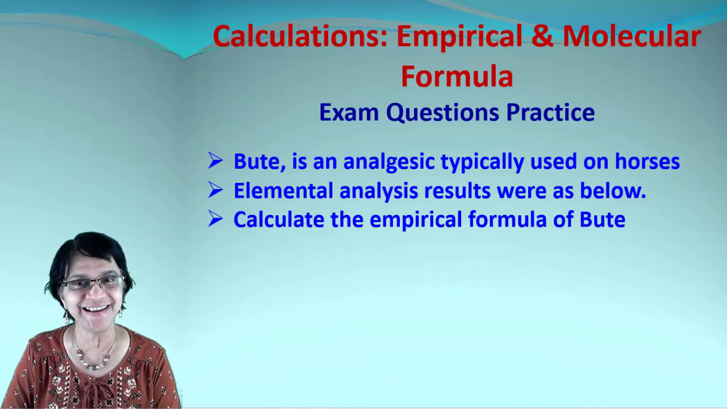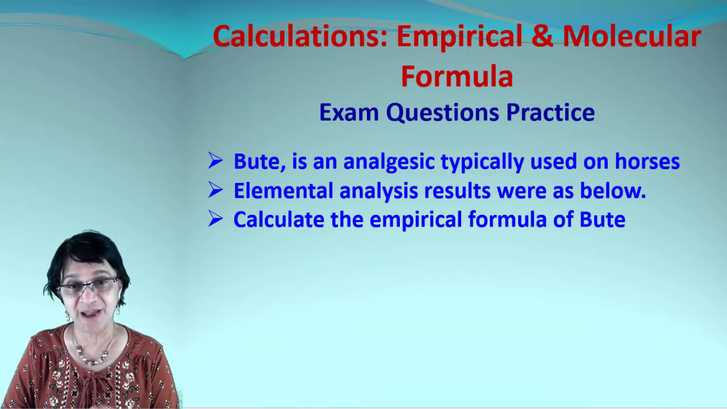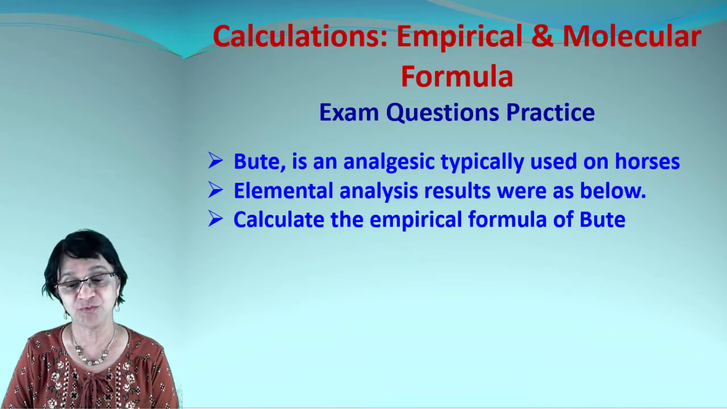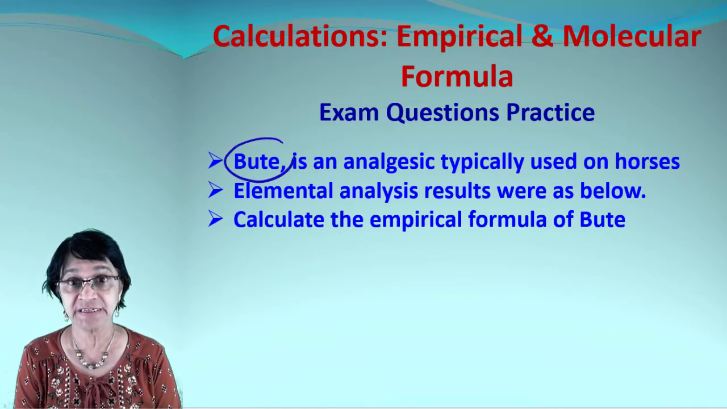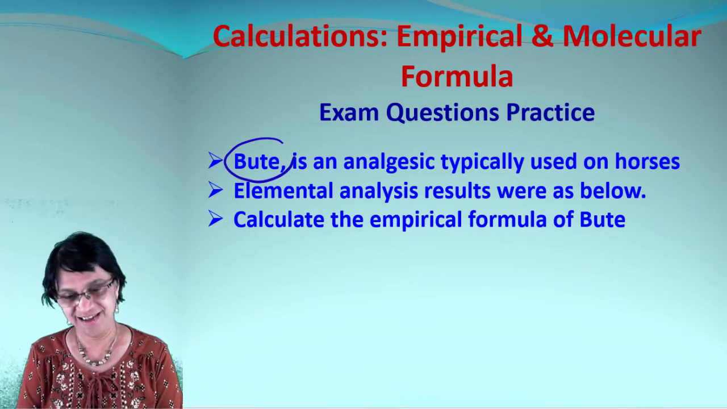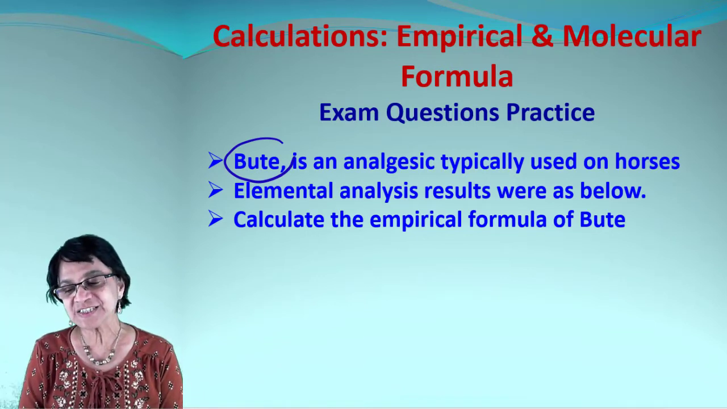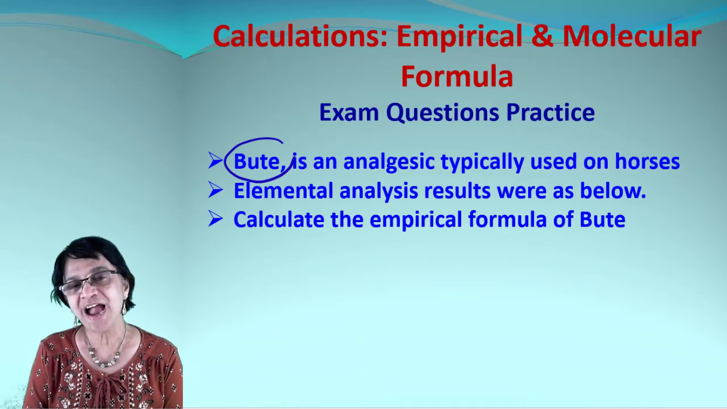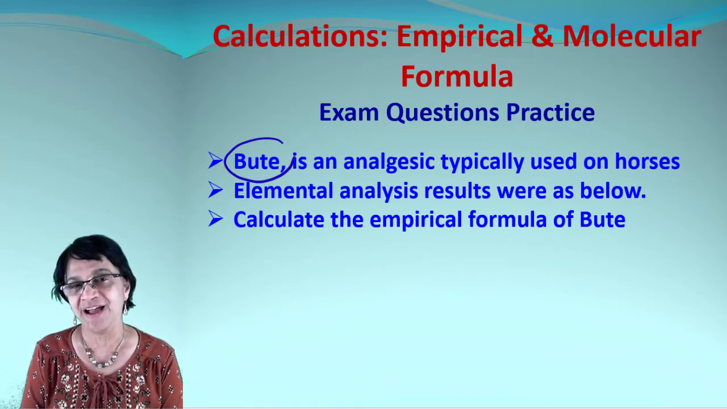So let's get ready. This is one sample question and it talks about an analgesic which is bute. It really exists, by the way, and it is used in horses. The elemental analysis is given to you and then we have to find the empirical formula.